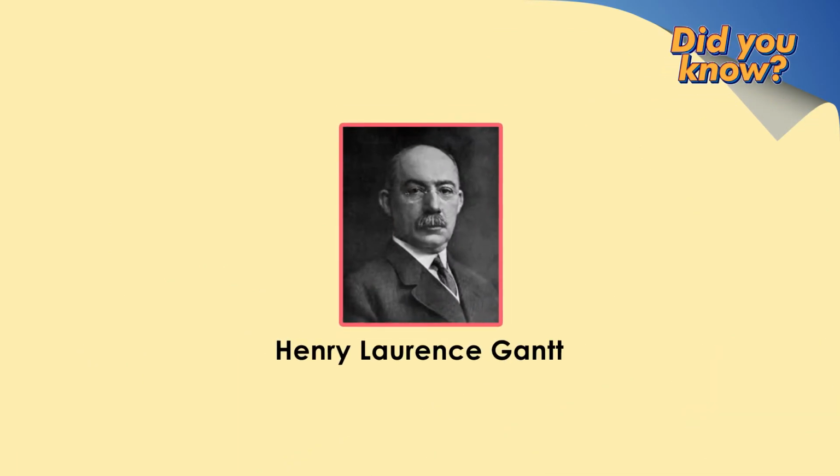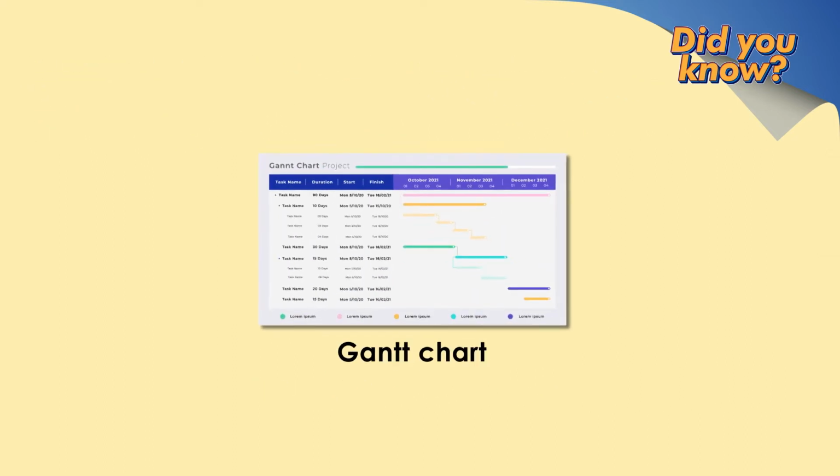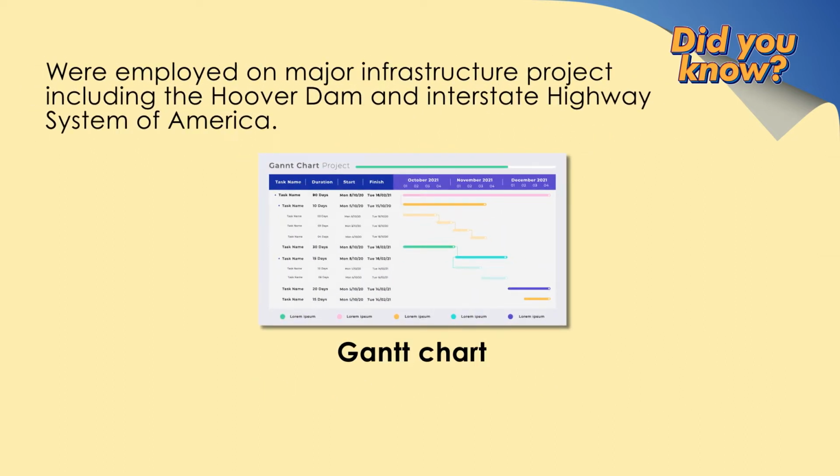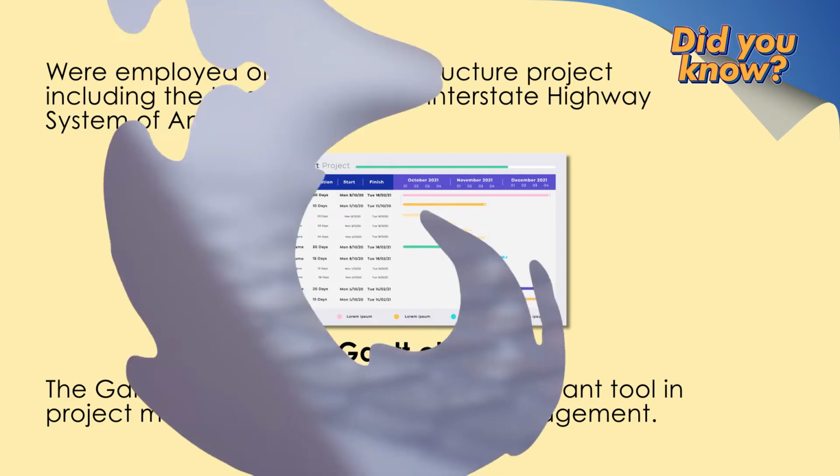Henry Laurence Gantt was an American mechanical engineer and management consultant who is best known for his work in the development of scientific management. He created the Gantt chart in the 1910s. Gantt charts were employed on major infrastructure projects, including the Hoover Dam and Interstate Highway System of America. The Gantt chart continues to be an important tool in project management and program management.